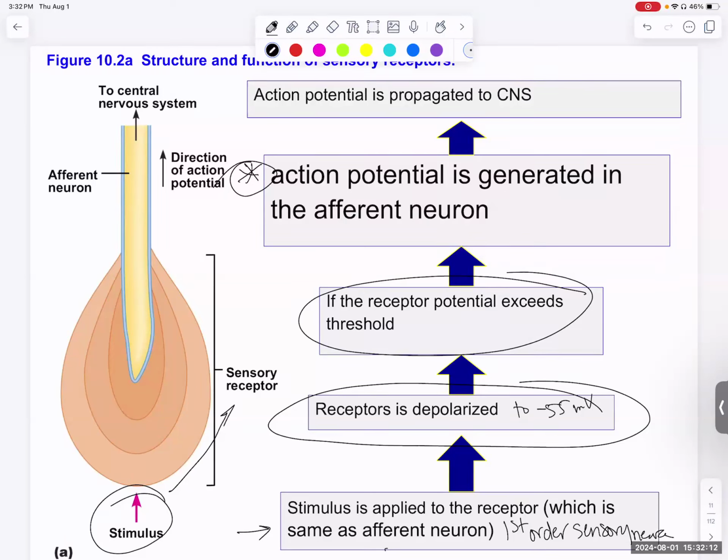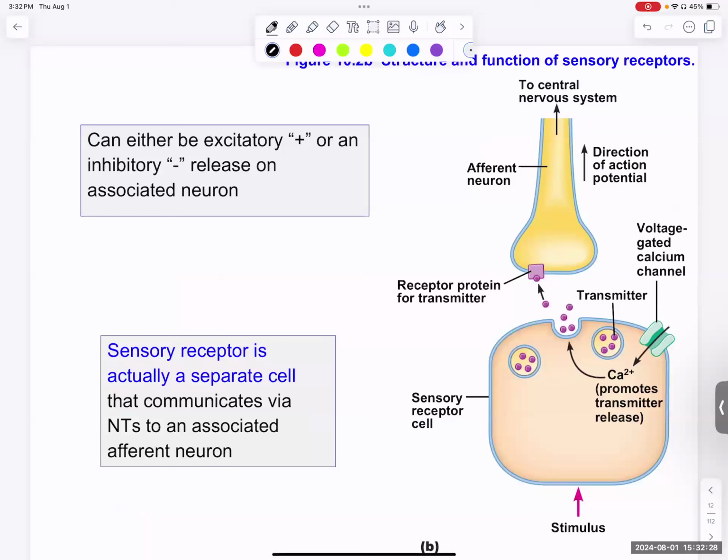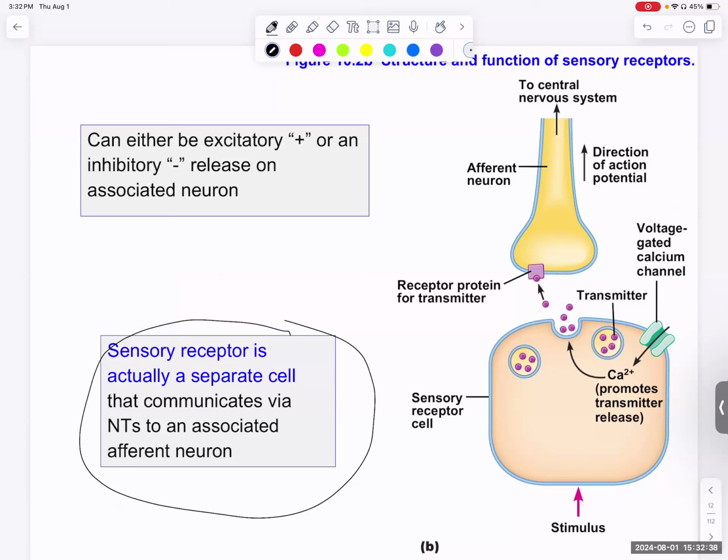Now the action potential is going to be propagated in the central nervous system at some point, synapsing on a second order sensory neuron in the central nervous system. Can be excitatory or inhibitory. Sensory receptor, this is more common in special senses. You can have a stimulus. So this is kind of what happens in the retina, right? The photoreceptors have light waves.